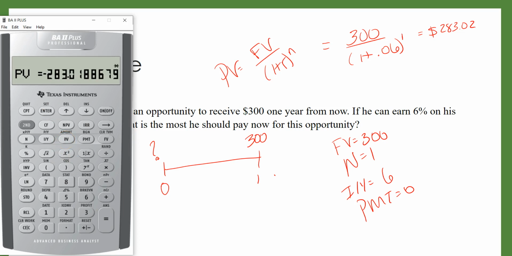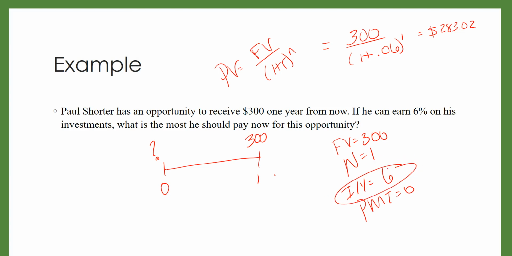And that makes sense because that's a cash outflow. He would be willing to pay up to $283.02. So again, this is for interpretation purposes. He'd be willing to pay up to $283.02. If he paid less than $283.02 for this investment, then he would be earning more than 6%. So he would be earning a greater return than he is expected to, and he would absolutely jump on this investment opportunity.